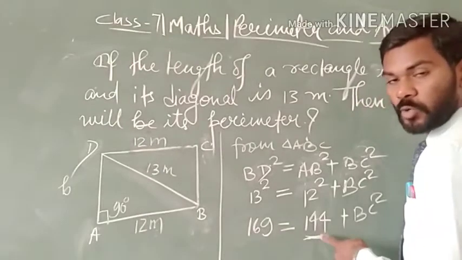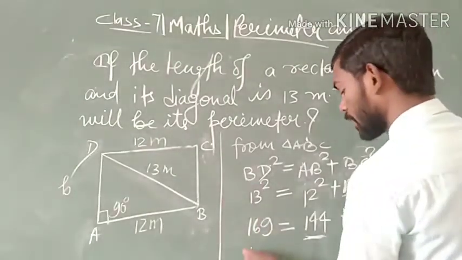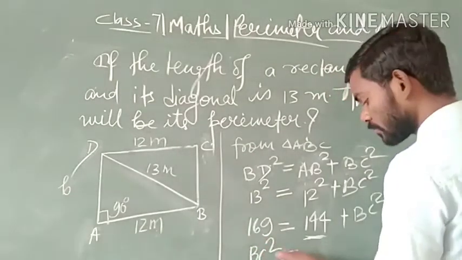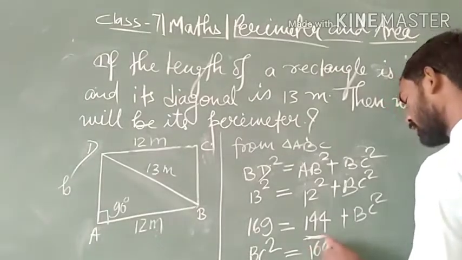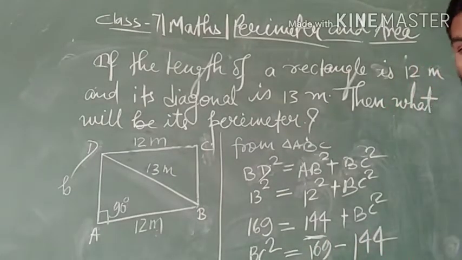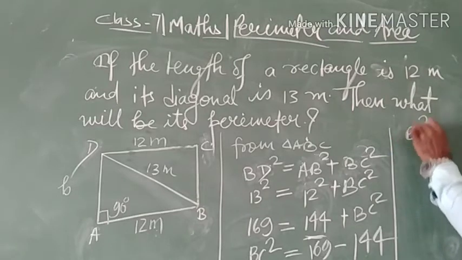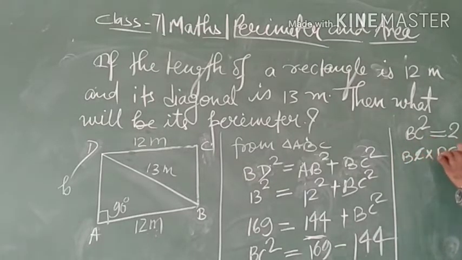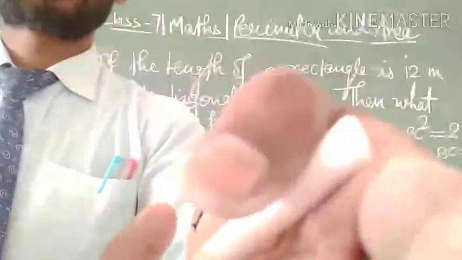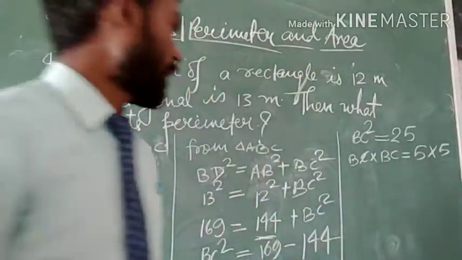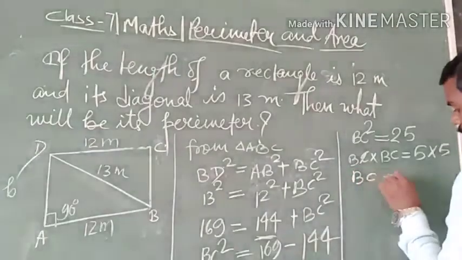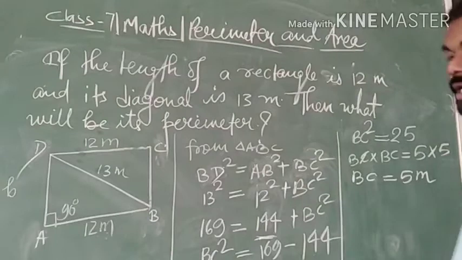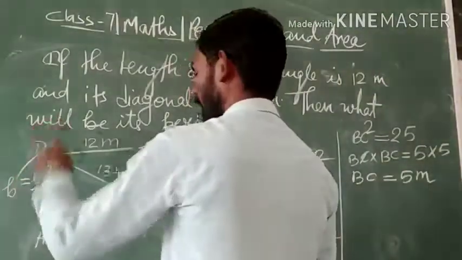Now it is positive, so when it goes to the left side it becomes negative, and here we get BC square is equal to 169 minus 144. Okay, so when we solve here, we get BC square is equal to 25, or BC into BC is equal to 5 into 5. Okay, so we can write like this. You can see here, and hence here we get BC is equal to 5 meter. So here we get B is equal to 5.